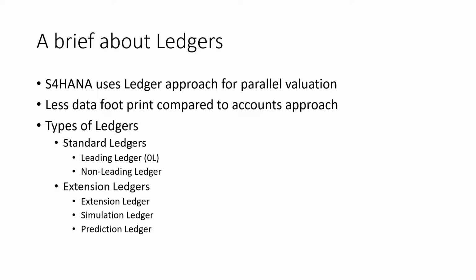So why do we need an extension ledger when we have a standard ledger? Usually, whatever accounting principle is as per the legal requirement of the country of the business, those will be posted onto a leading ledger, which is 0L, that is standard provided by SAP. And if there are any other additional accounting principles under which the reporting is to be done, then we create non-leading ledgers, which is also a type of standard ledger. And all the documents that are posted to these leading or non-leading ledgers will be stored in the ACDOCA table.